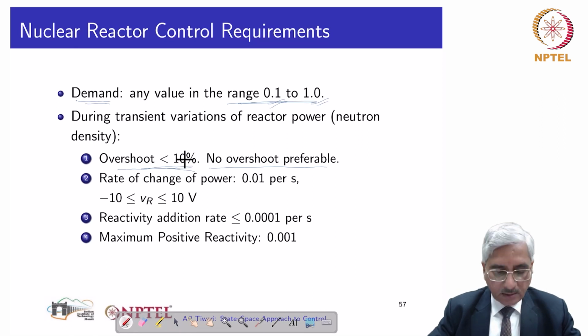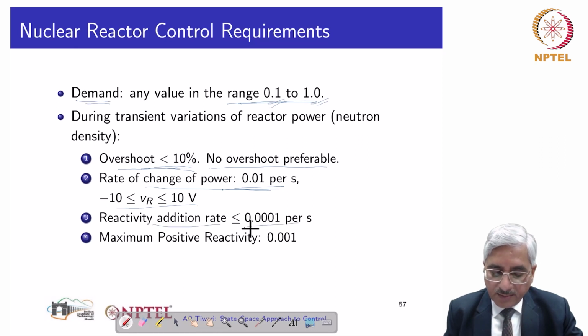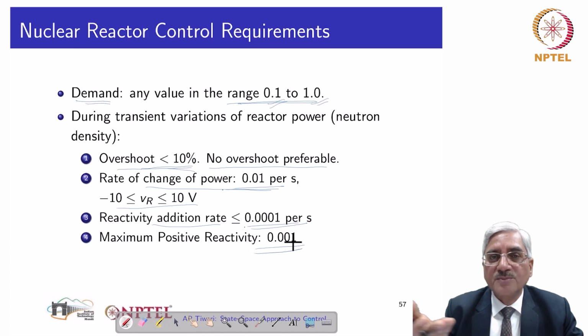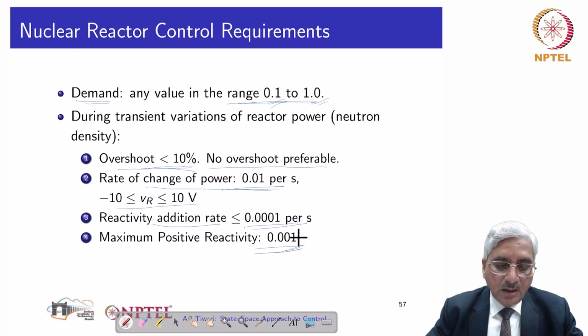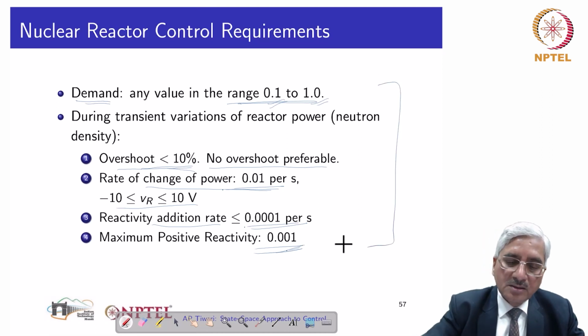noticing any danger. And rate of change of power is again kept small within this range, and reactivity addition rate is kept small by limiting the voltage signal to the control rod drive. And at any time the maximum positive reactivity or rod position with respect to the equilibrium is also limited to 0.001. So these are the usual control requirements. In any system one has to know the control requirements. For a nuclear reactor they are something like this.